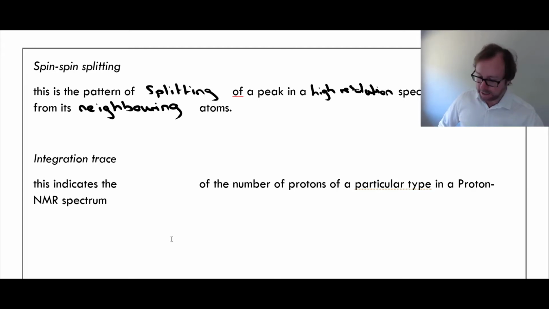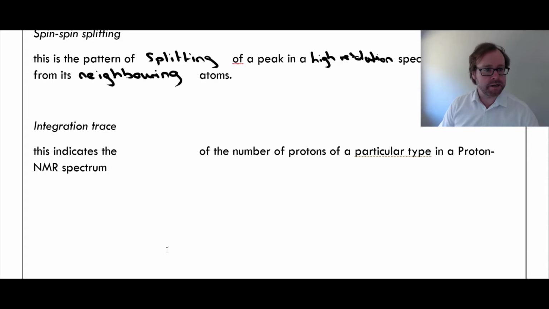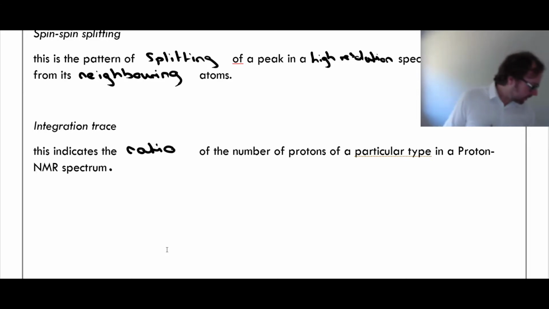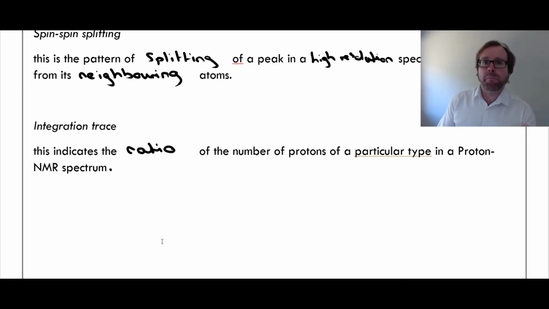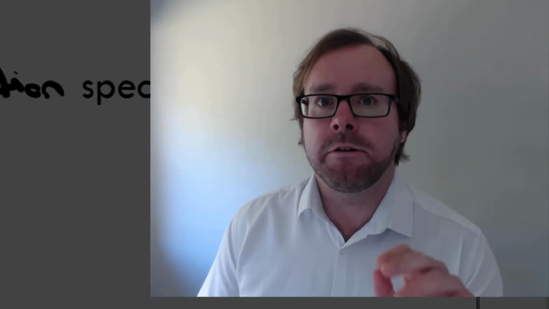That's it for now. And the integration trace indicates the ratio of the number of protons of a particular type in a proton NMR spectrum. Right, I'm pretty sure that doesn't make too much sense, but they're the key terms that you need to know, and we will start to discuss it in more detail in the next video.